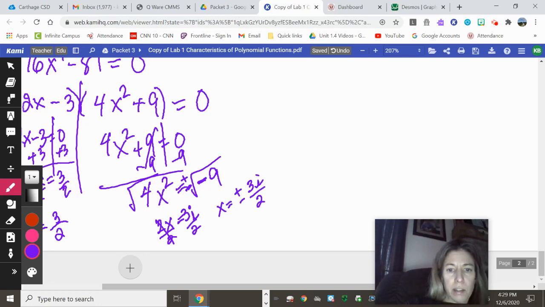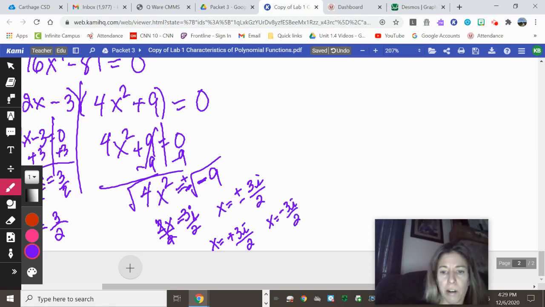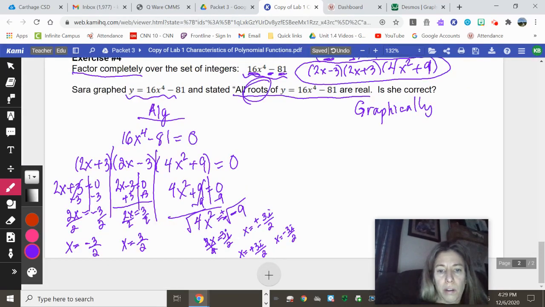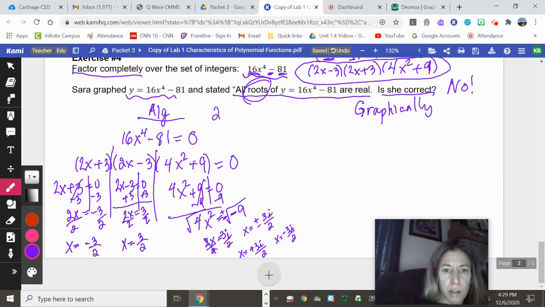So this indicates I have a positive 3i over 2, which is imaginary. And I also have a negative 3i over 2, which is my other imaginary root. So in this case, I have 2 real and 2 imaginary. So is she correct? The answer is no. From my work showing here algebraically, 2 of the roots are real and 2 are imaginary.